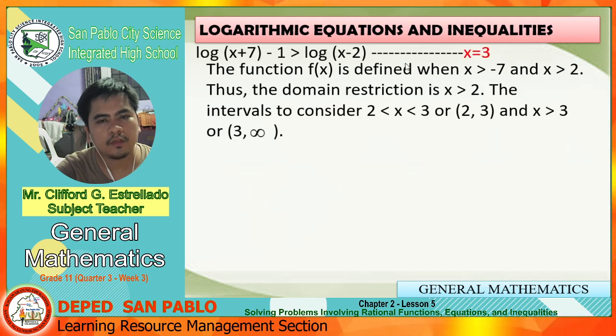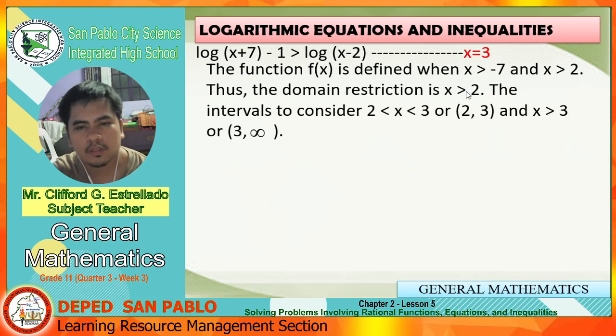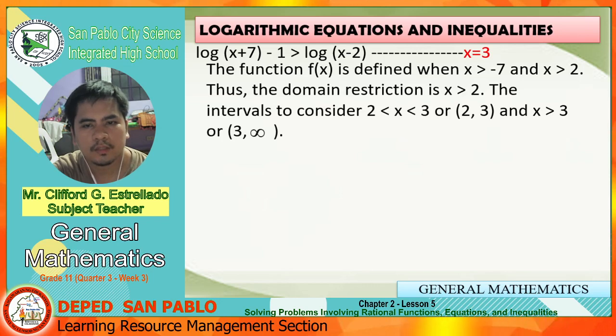So, the function f of x is defined when x is greater than negative 7, and x is greater than 2, kasi x minus 2 yun. So, x is greater than negative 7, x is greater than 2. So, dun yun magpapanama sa x is greater than 2. Kaya yun yung domain restriction natin. So, the intervals to consider, x is greater than 2 but less than 3. Okay? Ang isa naman, x is greater than 3.